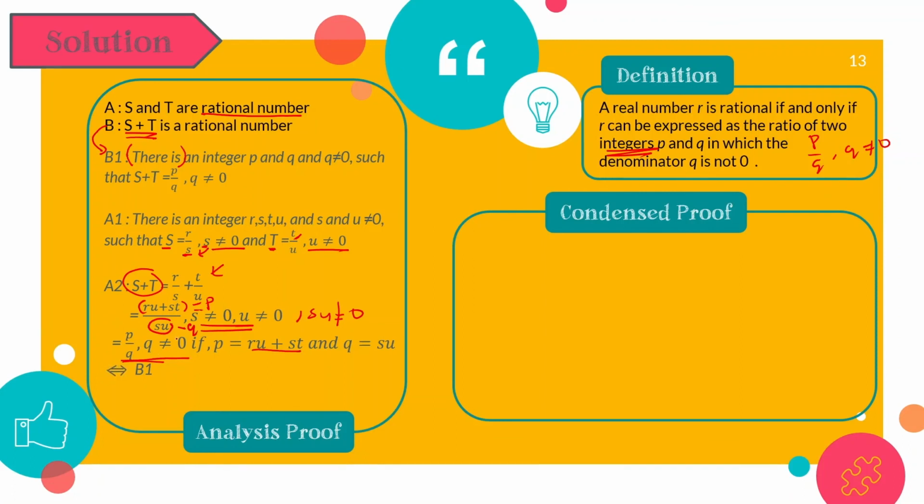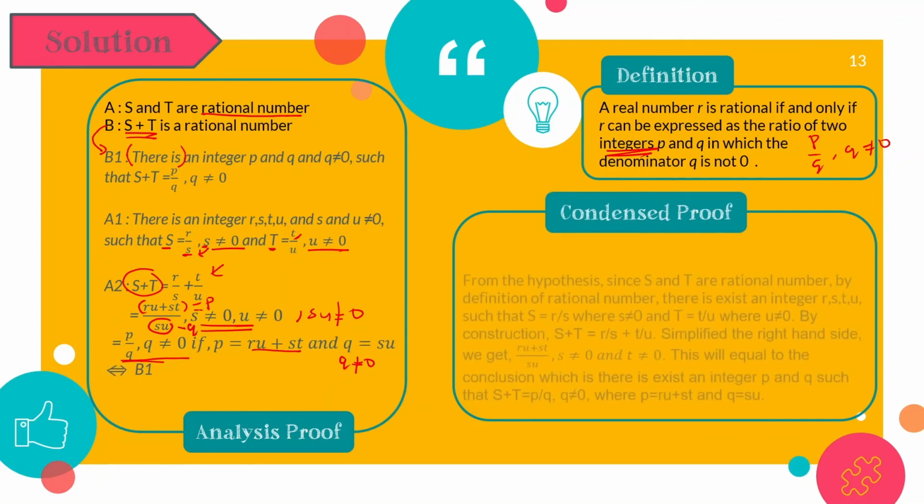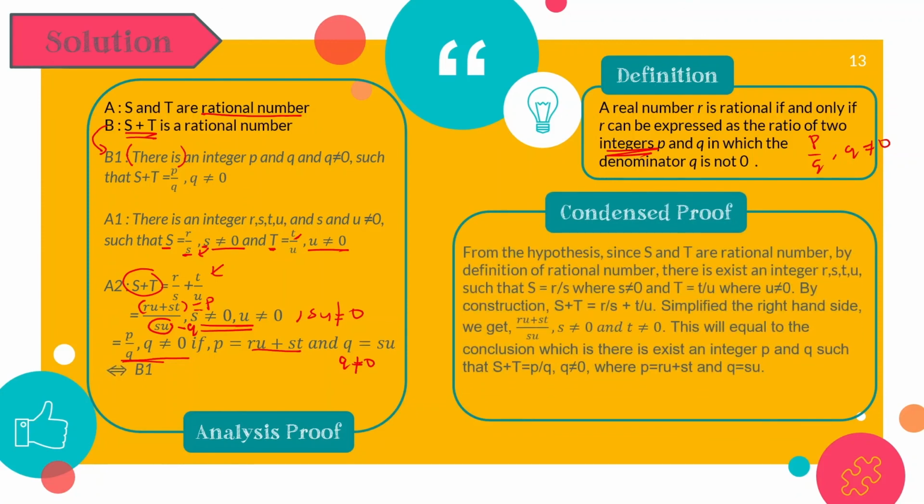Are we sure that q is not equal to 0? Yes, because q comes from su, where s is not equal to 0 and u is not equal to 0. So q equals su and q is not equal to 0. So this statement is the same as B1. So we finish our proof here. As the condensed proof, you can read it from here: from the hypothesis, what we have, and it will be explained one by one, from A1, A2, and the conclusion.